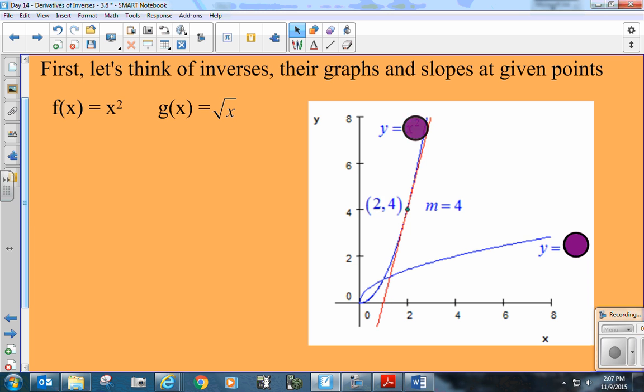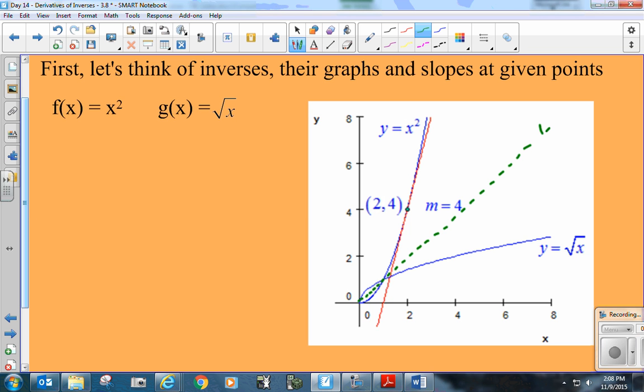Trust me, they are. So this graph on the left that is increasing at a faster rate is x squared. And this graph that is increasing at a slower rate, the one on the bottom right, that is radical x. Okay? All right. So, please remember and recall that for inverses, graphically, they reflect over y equals x.